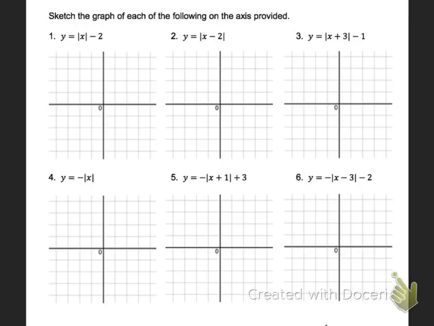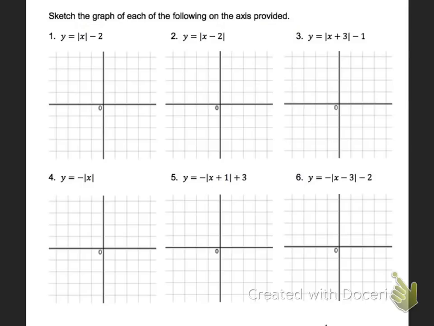Also, remember, we didn't talk about this in the last example, but if you have a negative sign in front, that does flip, so where the V now looks upside down, or it's flipping downward. Okay, so we're going to go through all of these. Do not use your calculator on these. I want you to try them on your own.